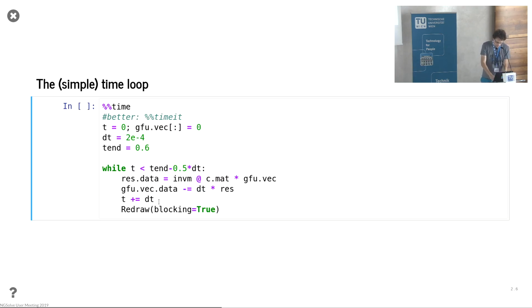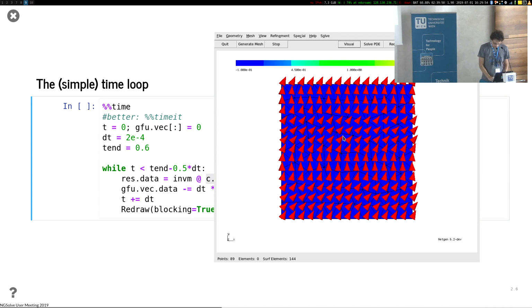Okay. So now to the time loop. The time loop looks very simple now. We apply the convection operator. So this is c.mat times the old value here. Then we apply the inverse of the mass matrix. So this is essentially in one line here. And then we just add the update to our solution. And the sign is just because the c.mat is now on the right-hand side and has a different sign than the definition.